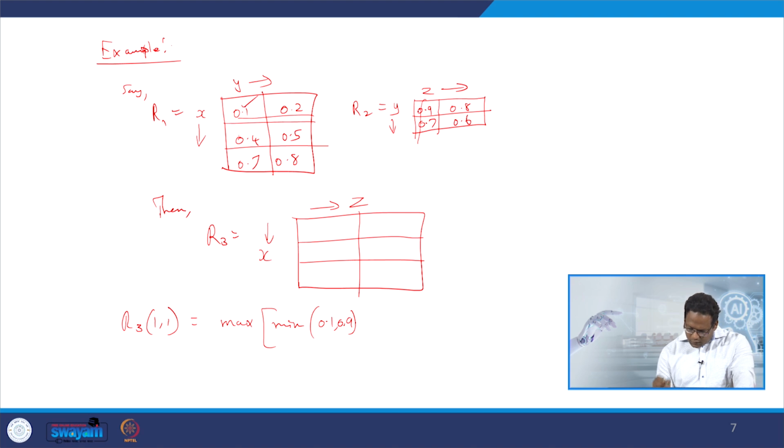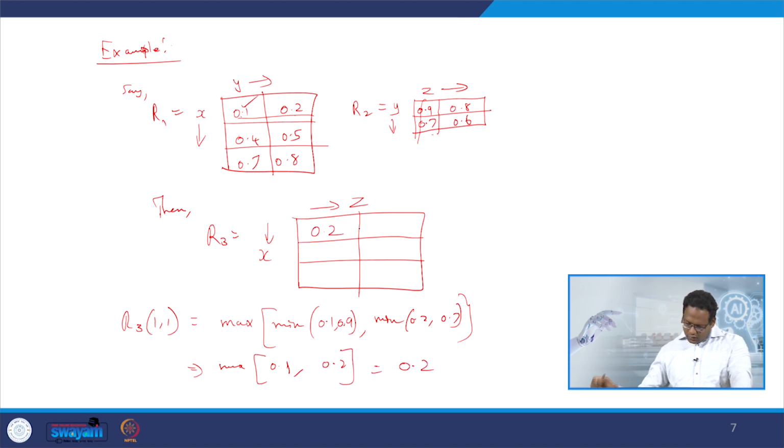So, 0.1 and 0.9 minimum of that, similarly minimum of 0.2 and 0.7, take the maximum of that. So, maximum of 0.1 comma 0.2, what is that, it is 0.2, similarly we can do for other elements, like 1 comma 2. So, in that way if we do, we will end up with this matrix R3 to be 0.2, 0.2, 0.5 and 0.5 and 0.7 and 0.7 by fuzzy max min composition operation.